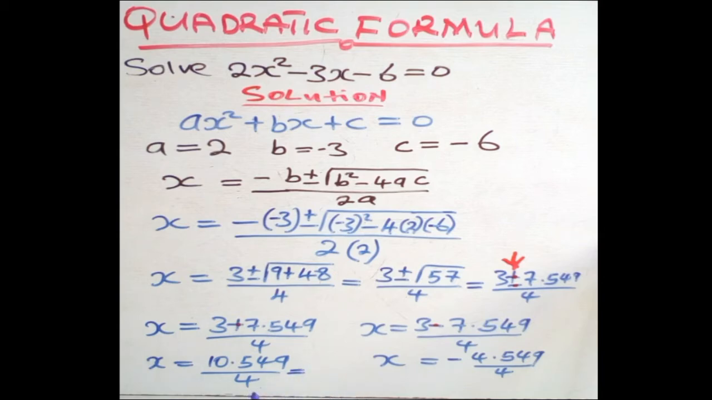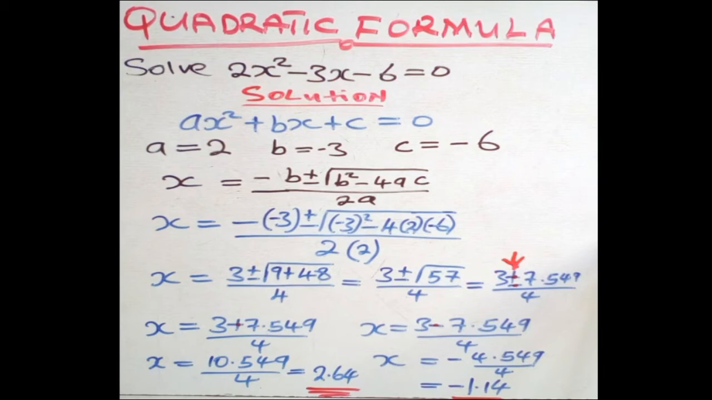When you divide this 4 into that 10 point, what are you going to have? In this case, we are going to have 2.64. This 2.64 is our first value of x. For the second one, what are you going to have? You are going to have a negative. When you divide through there, you are going to have equal to negative 1.14 as your answer. So there will be two values in this case. We have this and that.